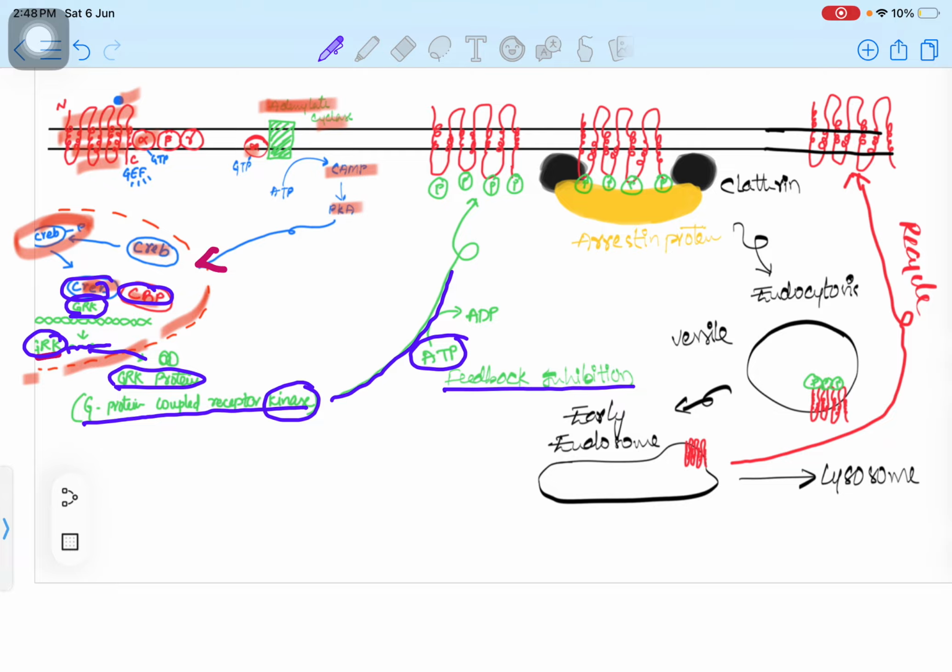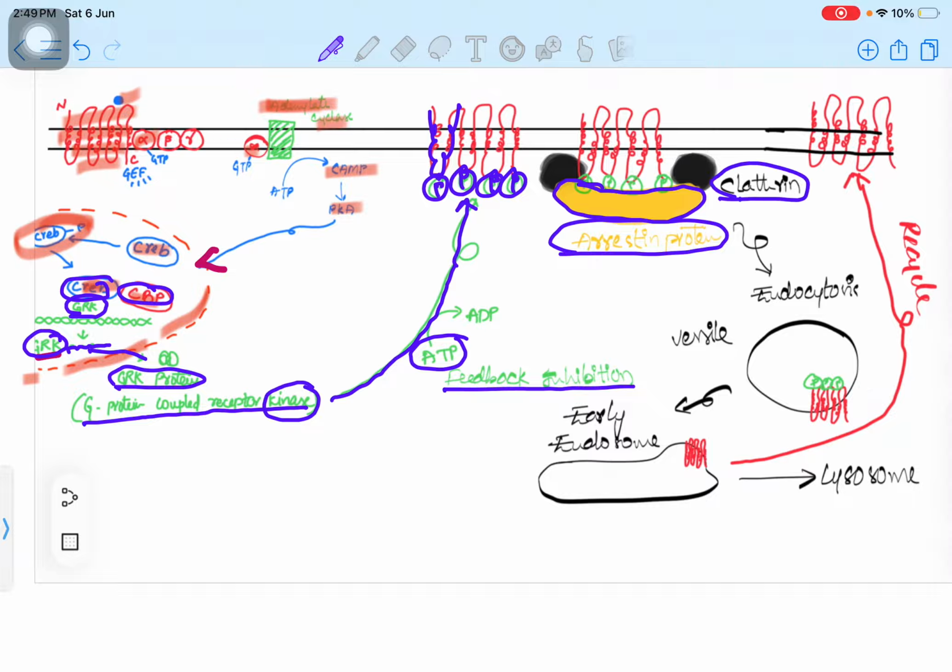So the receptor needs to stop. Okay, this ATP will be used here and it will go and attach on the GPCR receptor and do the phosphorylation of the GPCR receptor. After phosphorylation, the arrestin protein will see and understand something is going fishy. So the arrestin protein will come and attach on the GPCR receptor, and clathrin also comes and attaches.